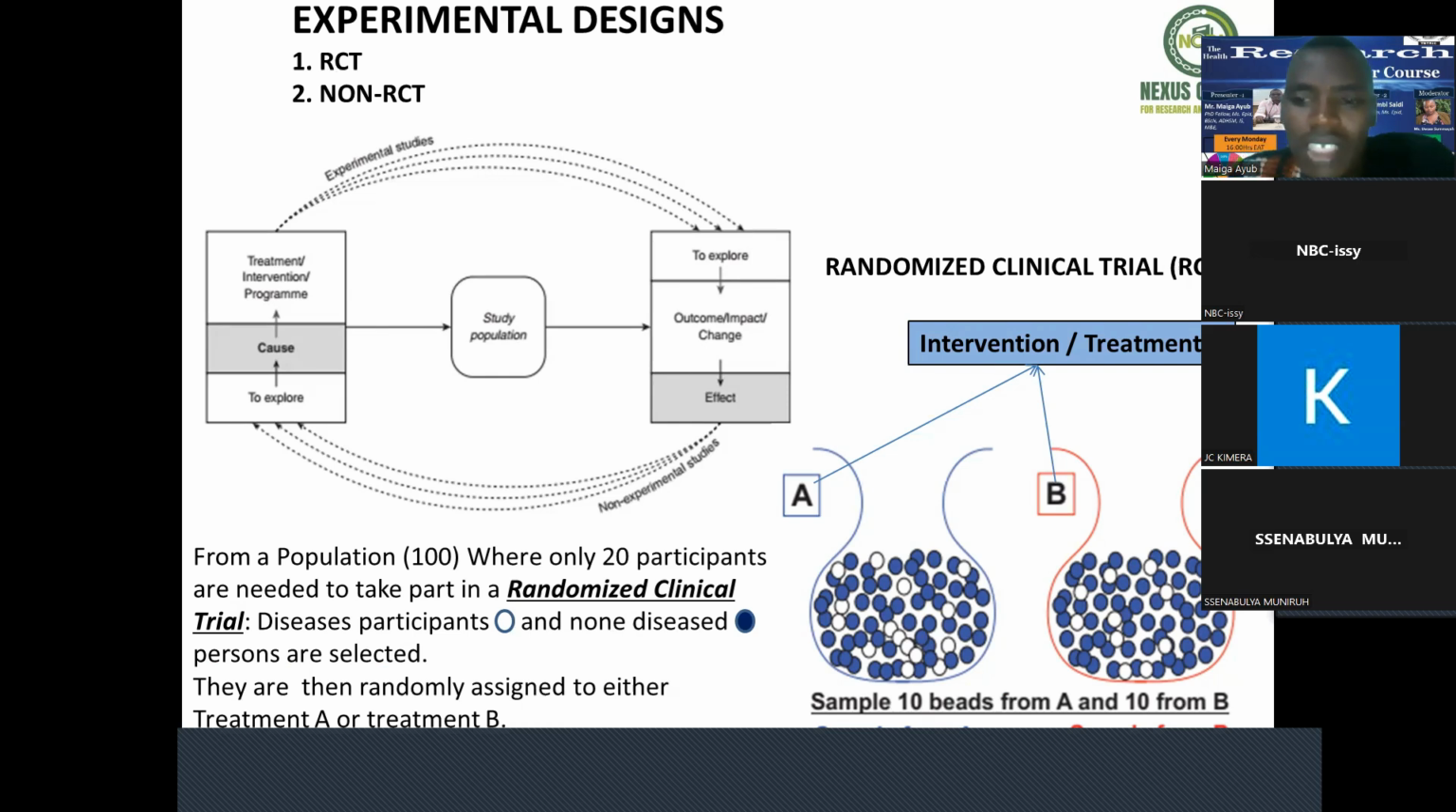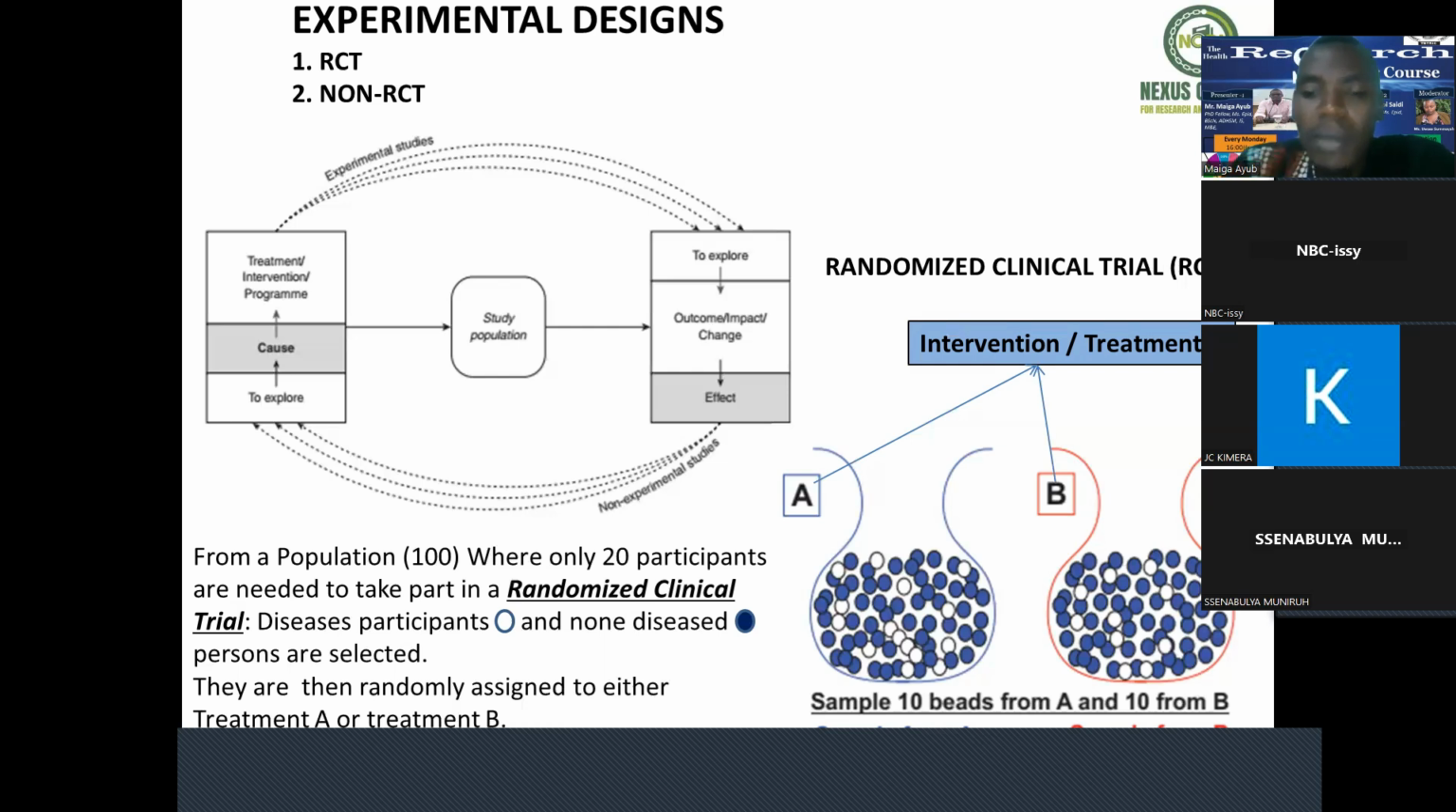So for randomized clinical trials, I've given you an example here: from a population of 100, you only need 20 participants to participate in a randomized clinical trial. Participants with the disease are the ones with the white circle, and the non-diseased with a blue circle. These participants are all in one basket, and they are assigned from the population to either treatment A or treatment B. Then you pick from these two bowls. We only need 10 from each bowl.